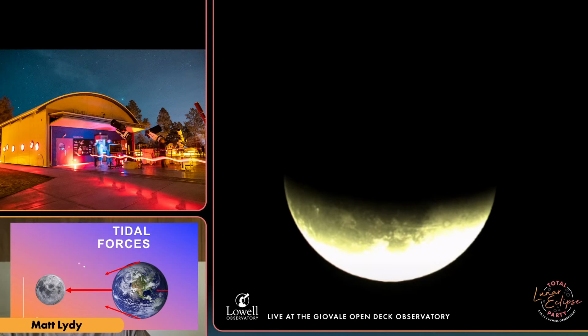Now if we go ahead and insert the tidal bulges, we can see that on the side of the Earth closest to the moon, there is a tidal bulge. And this is because the gravity is stronger, so the water gets pulled to the moon. So you end up with a bulge of water. And this is going to be one of your high tides.